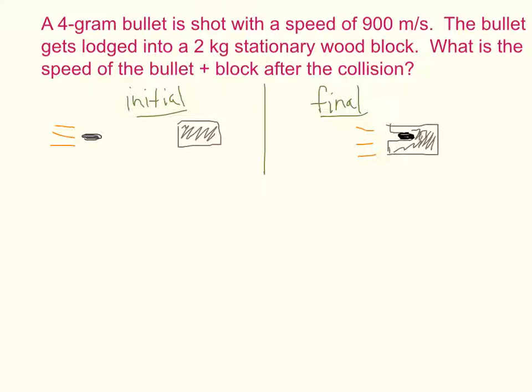So we have two images drawn here. Initially we have this bullet that's flying at 900 meters per second into a stationary wood block, and then after the bullet gets lodged into the block, the two travel together.